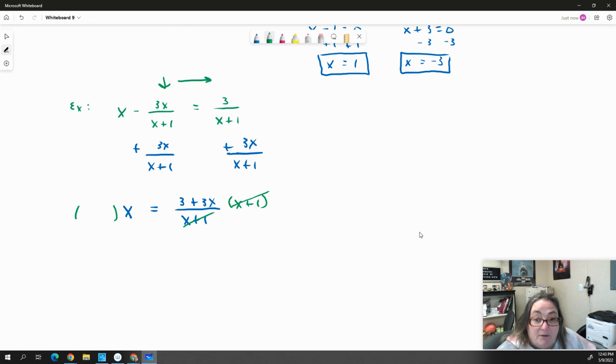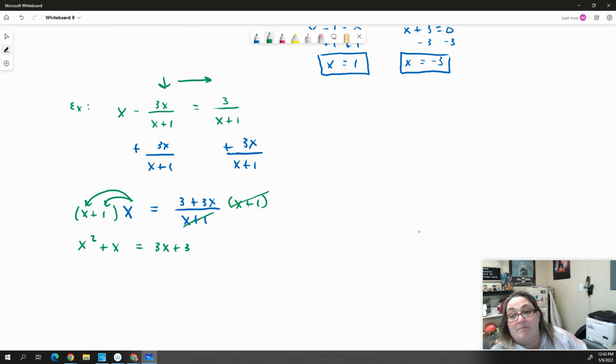When I do it here, we've got to distribute that, right? And so we're going to go x times x is x squared. X times 1 is just plus x. And this is going to equal 3x plus 3. It doesn't matter which order I write those in. They're both positive. They're just being added together. I can add them in any order. But if you wanted to write it the other way because it makes you feel more comfortable to write it as you see it, that's fine too.